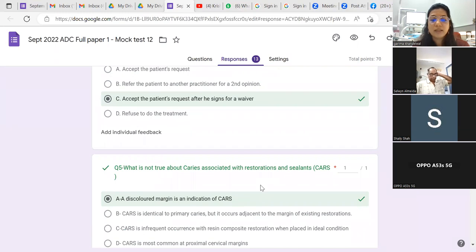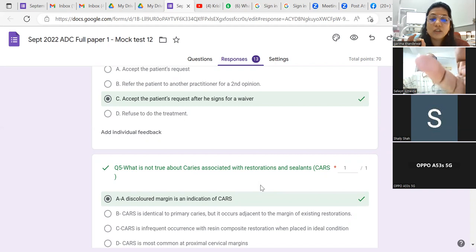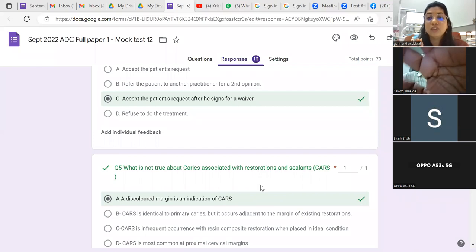What is not true about caries associated with restorations and sealants? Now see, look at this question. This is not related to this scenario. This is a basic dental MCQ question. Even if the scenario was not mentioned, I could have just asked you this as a dental question. Understood? What is not true? Meaning, what is wrong in the following options? Meaning, there'll be only one wrong option and the rest will be right options.